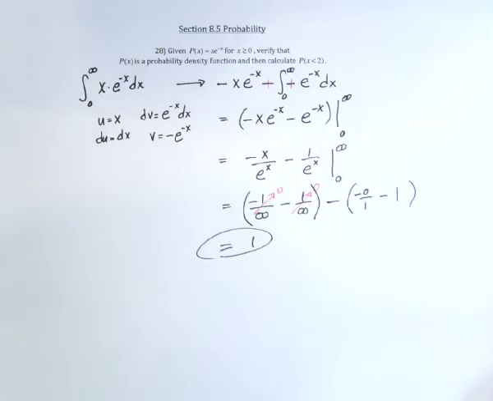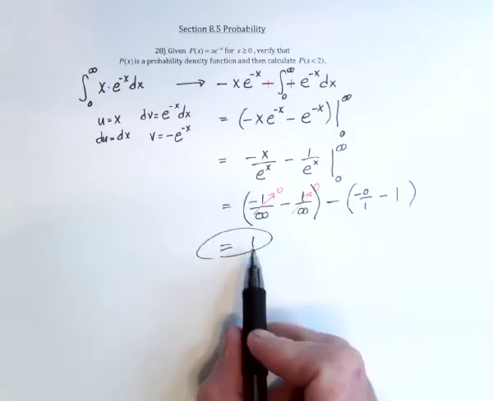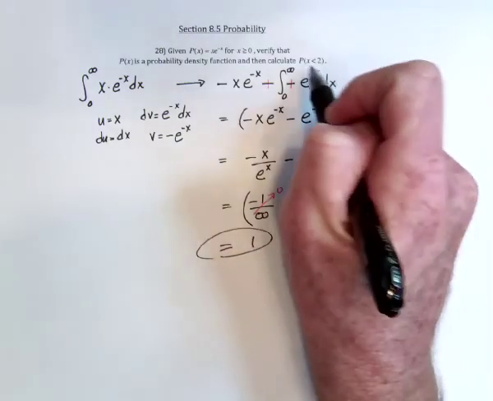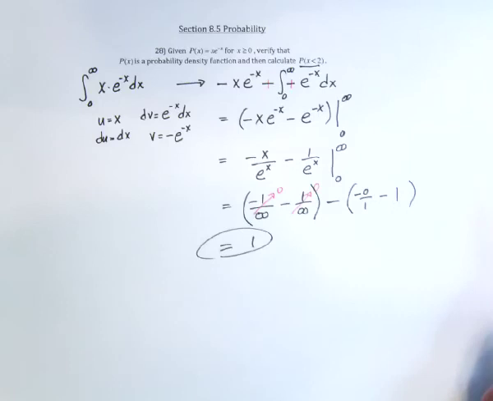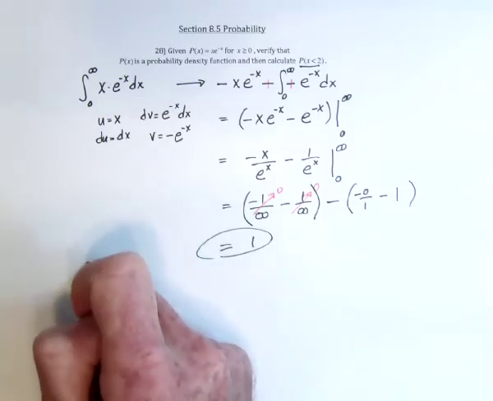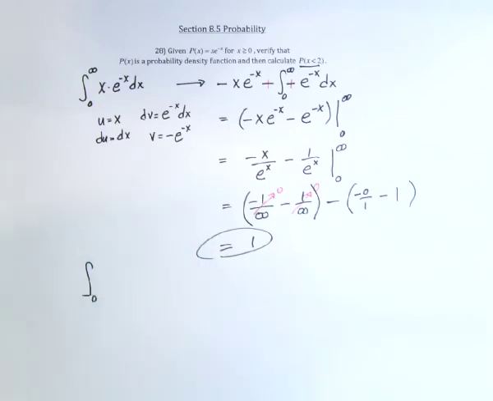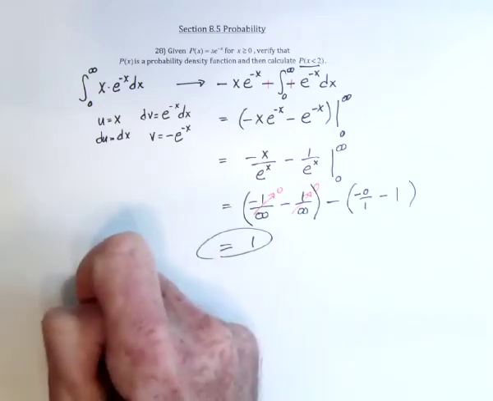If you integrate this thing over its domain, the total is 1, which is another way to say if you add up all the probabilities, it's a grand total of 100%. Then the next part says find the probability that an x is less than 2. So that really means less than 2 would go from 0 to 2.